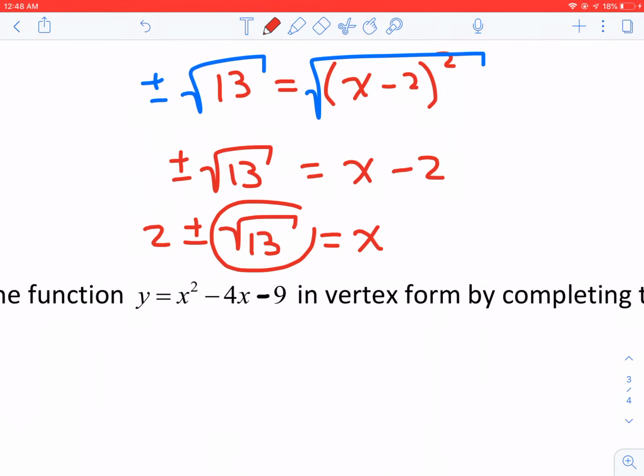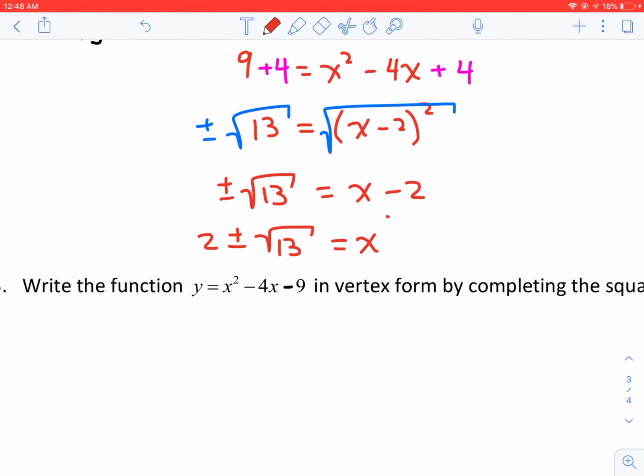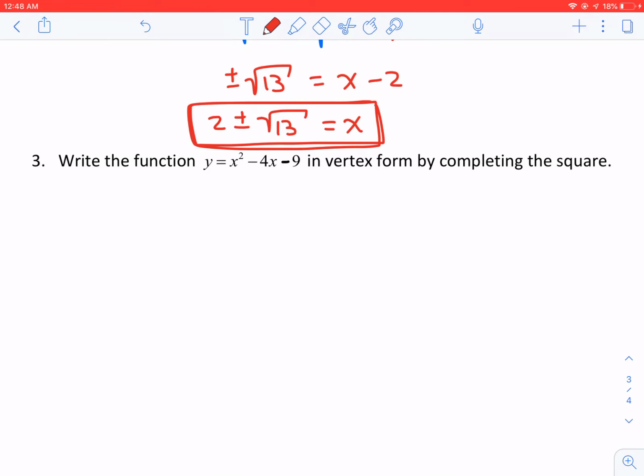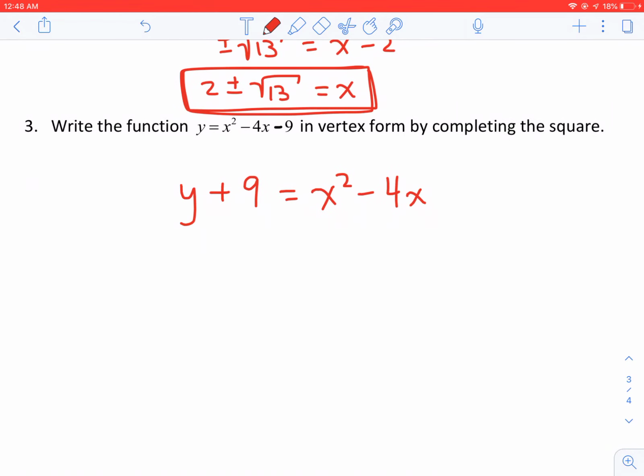I cannot simplify this radical because 13 is a prime number. So that's a bit of review for finding zeros using completing the square. We're solving the equation. And compare that to getting this in vertex form by completing the square. If we were to do this by completing the square to get this in vertex form, we would add 9 to both sides, but we don't make the y 0, we keep the y, because we want the function. We still want y equals at the end. We just want to write it in a different way.